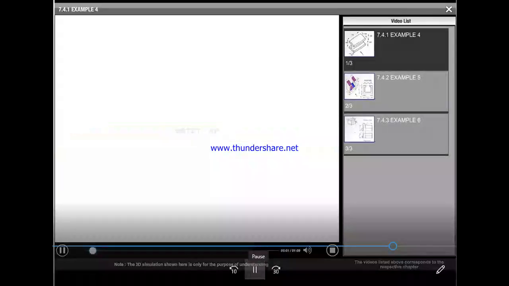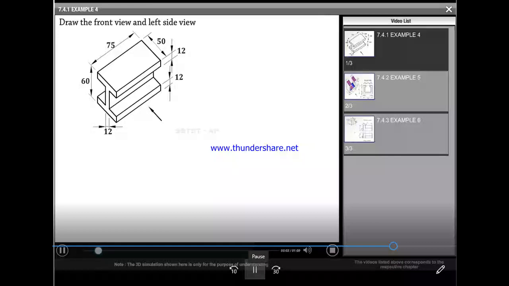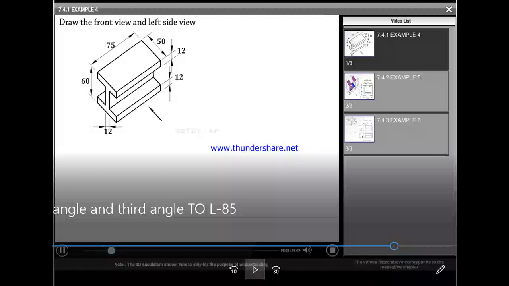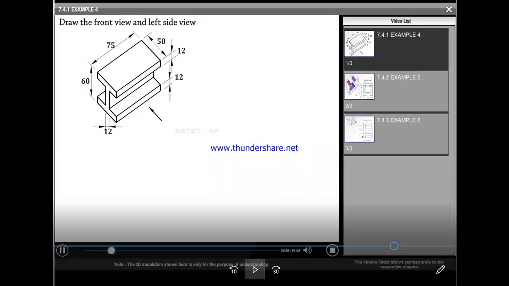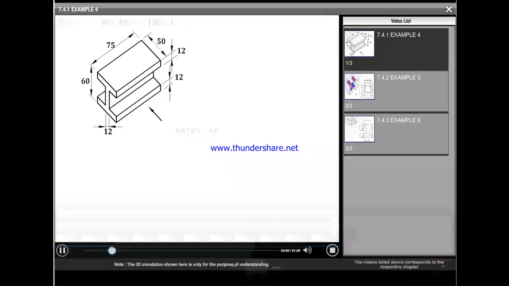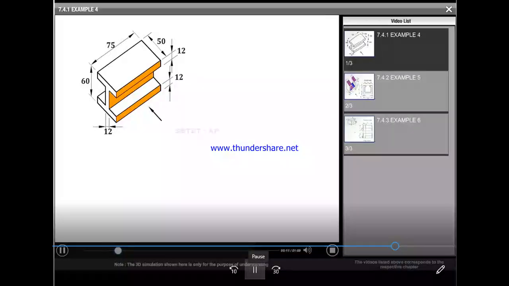Example problem 4. Now in this problem, the front view and left side view are to be drawn. This is a picture and you have to draw the front view and left side view. This is the question, example 4. First complete the front view, show the dimensions.